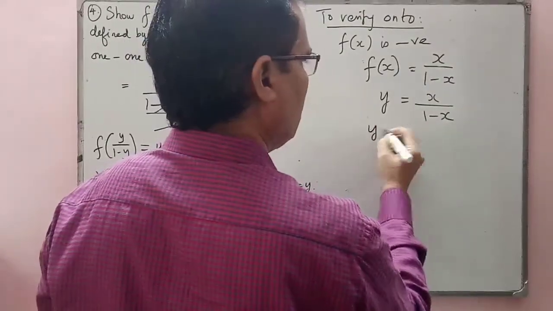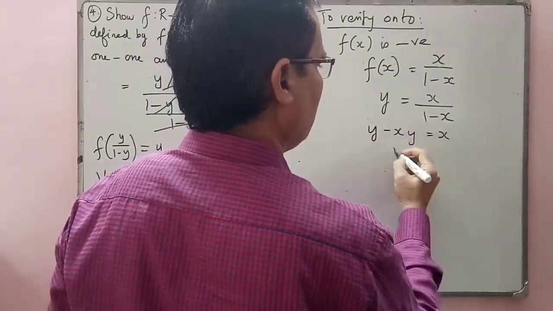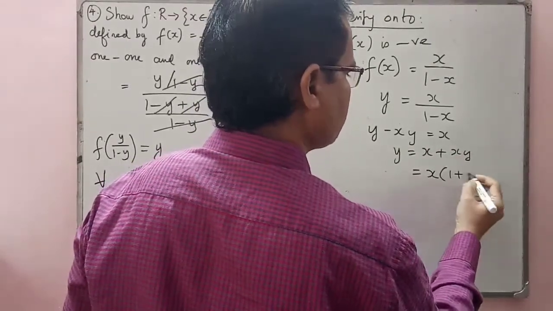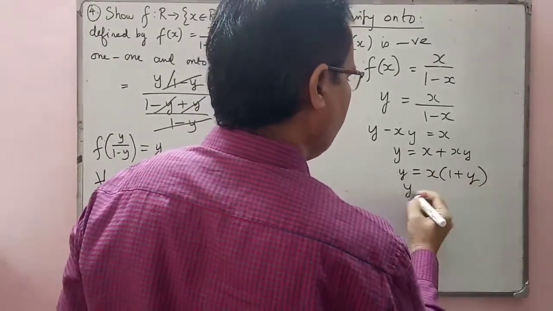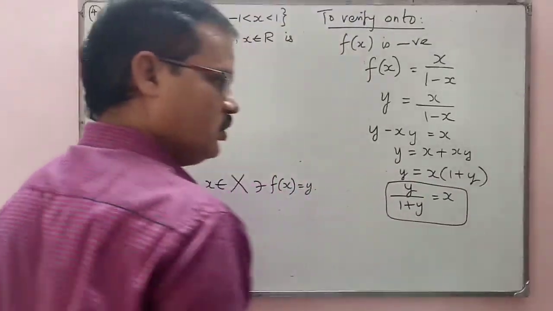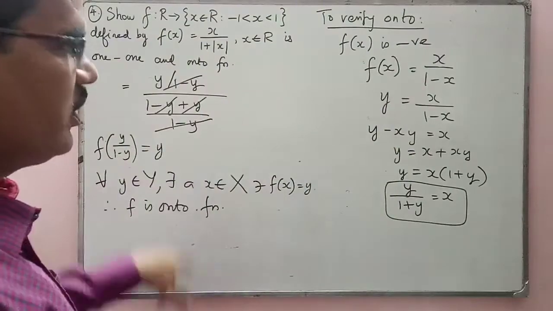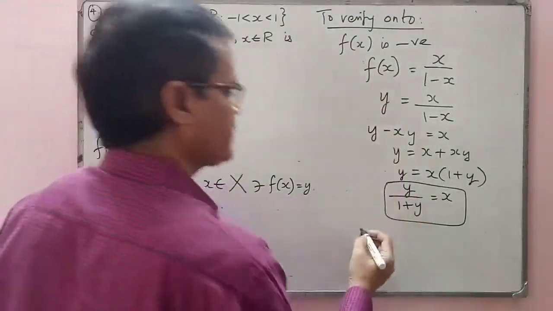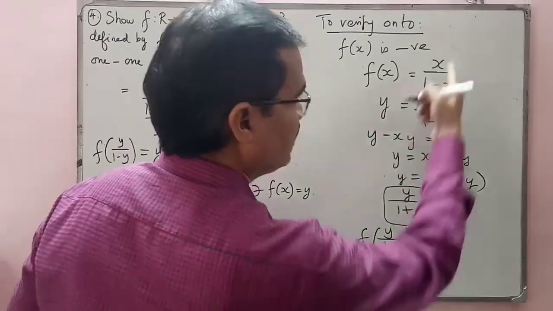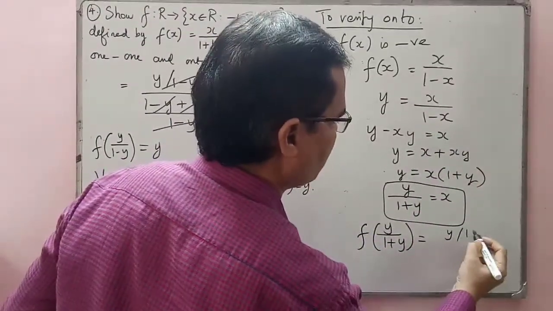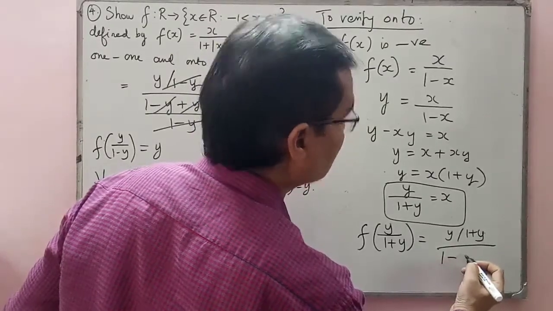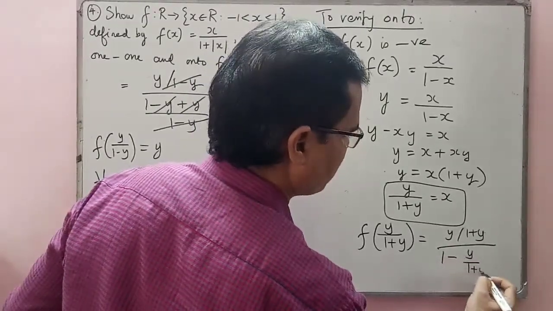Now cross multiply. y minus xy equal to x. y equals x plus xy. Take that x out: x times 1 plus y. So x equals y by 1 plus y. So this is the inverse. To prove that this is the inverse, again you have to substitute in f of x. f of y by 1 plus y is equal to x by 1 minus x, so y by 1 plus y divided by 1 minus y by 1 plus y.